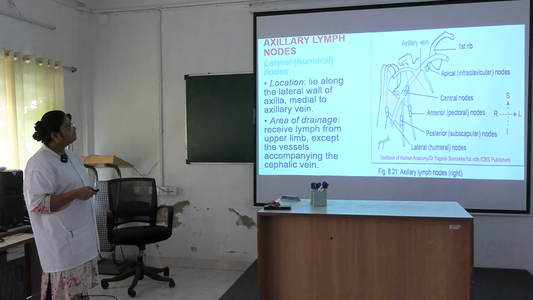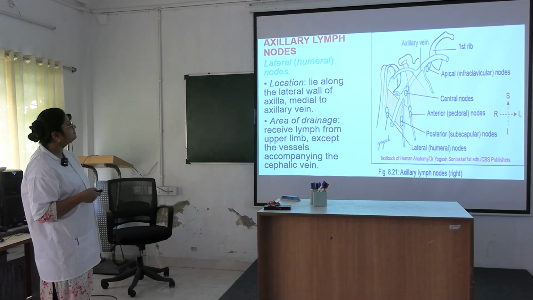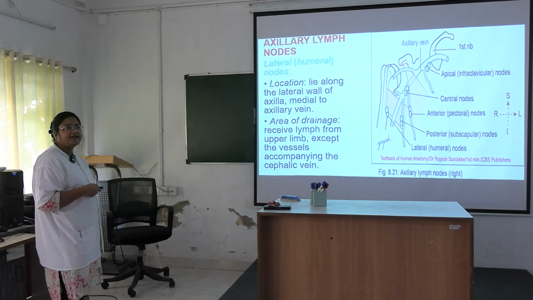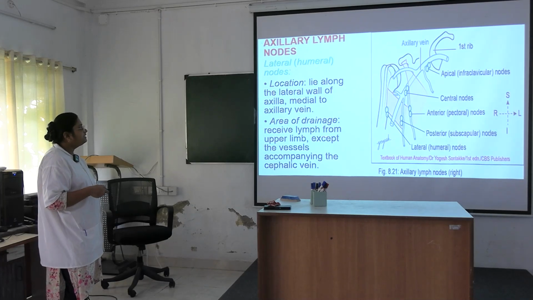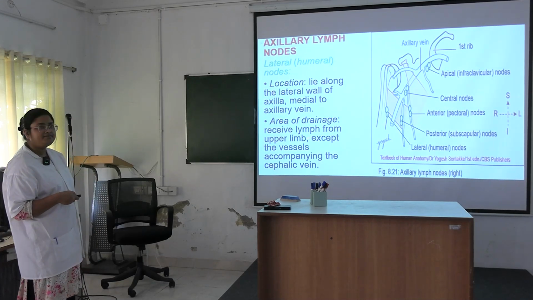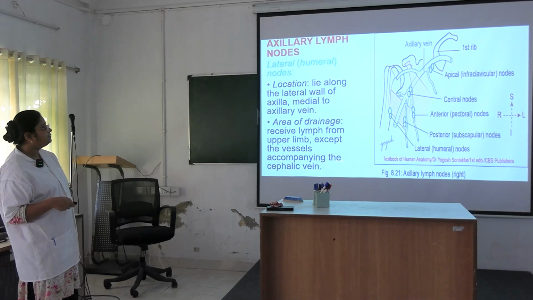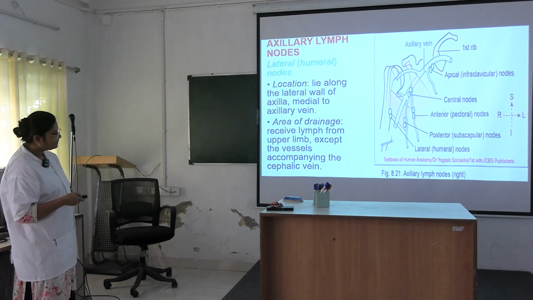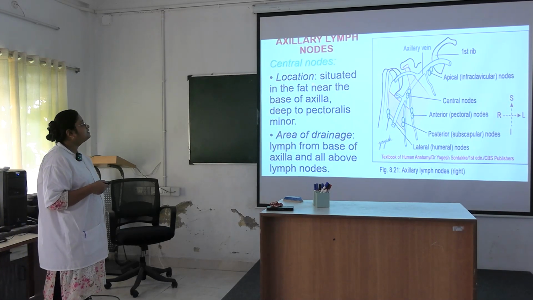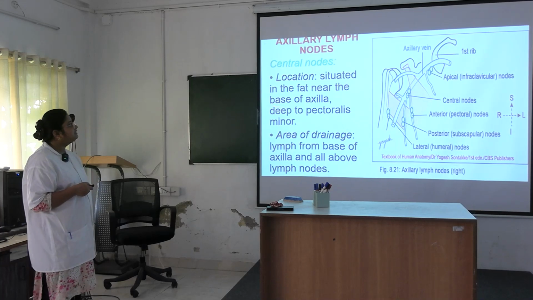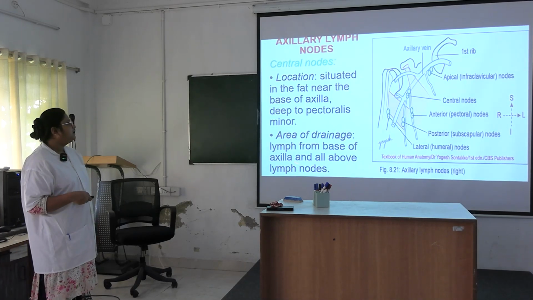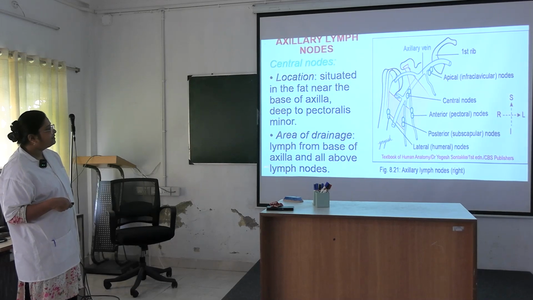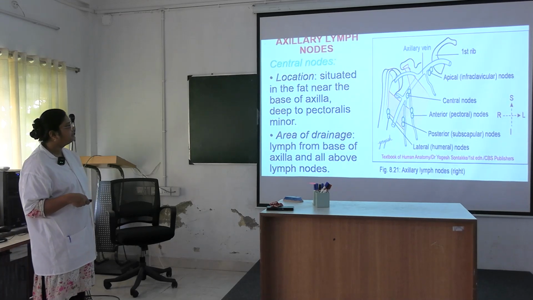Lateral or humeral nodes lie along the lateral wall of the axilla, medial to the axillary vein. Area of drainage: it receives lymph from the upper limb except the vessels accompanying the cephalic vein. Okay. Next, central nodes are situated in the fat near the base of the axilla deep to the pectoralis minor. Area of drainage is lymph from the base of the axilla and all the above lymph nodes.